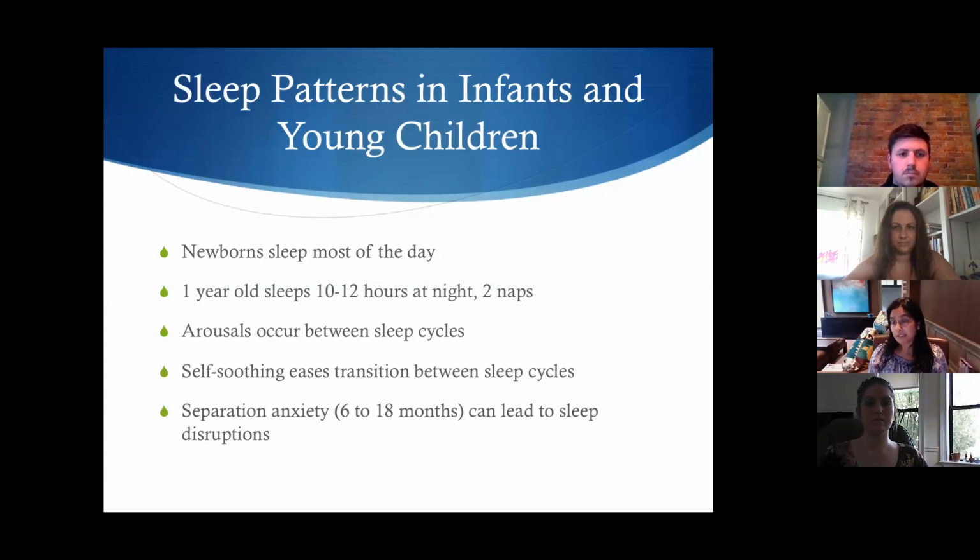Now, as these children get older, their sleep hopefully starts to consolidate. So you start to see that more of their sleep is occurring during that nighttime. And by the time they hit a year of age, most one-year-olds will sleep between 10 to 12 hours a night in one stretch, with possibly 2 naps during the day.